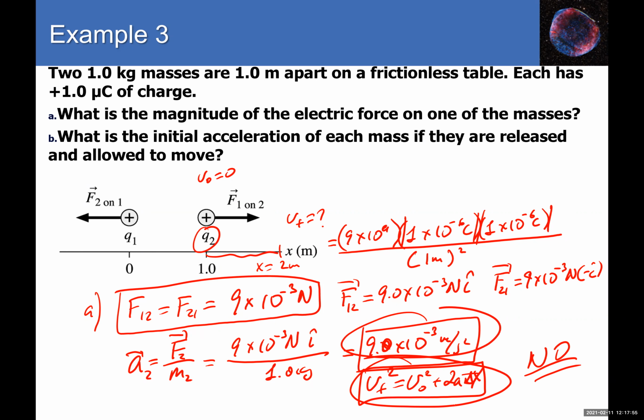Because remember, when this Q2 gets to this point, the same force that I calculated before doesn't work here anymore. Why? Because now the distance is 2 meters, not 1 meter, which means the force is now 1/4 what it was before. Well, if the force is different, then acceleration is different. That means acceleration is not constant. If acceleration is not constant, I cannot use this equation to find the speed. All those kinematic equations can only be used if you have constant acceleration. If you don't, you can't use those equations.